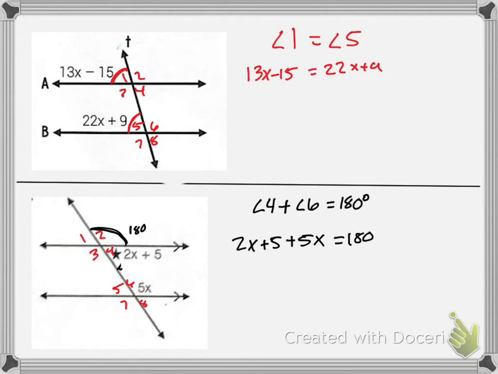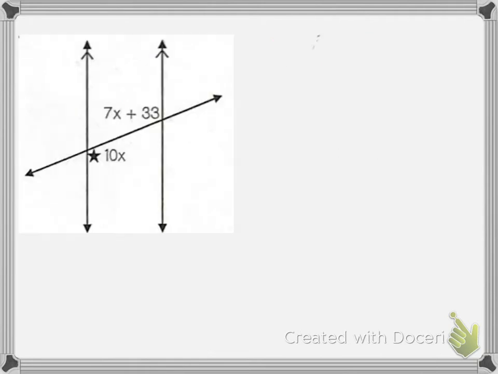Okay, let's go ahead and do one where we actually solve for x. Here we have 2 angles. They're both alternate interior angles. And here we can see that this angle is the same as this angle, which is the same as this angle. Right? So we can say that both of those angles are the same. And we can say 7x plus 33 is equal to 10x. Okay, so let's go ahead and solve for it.